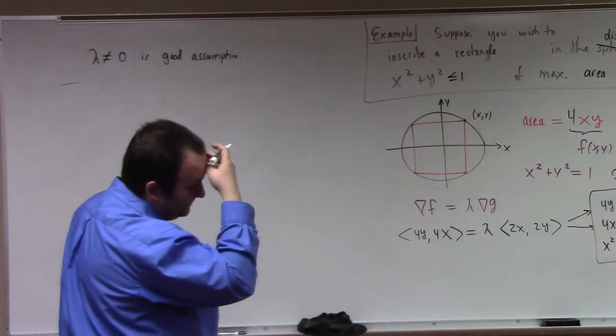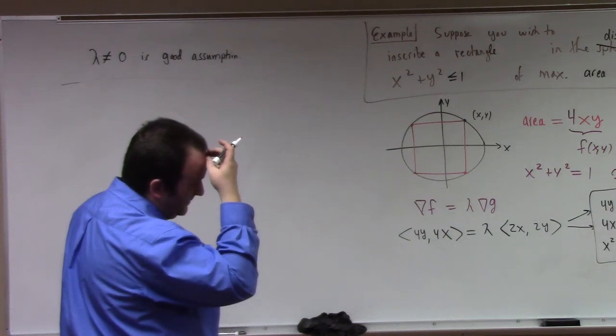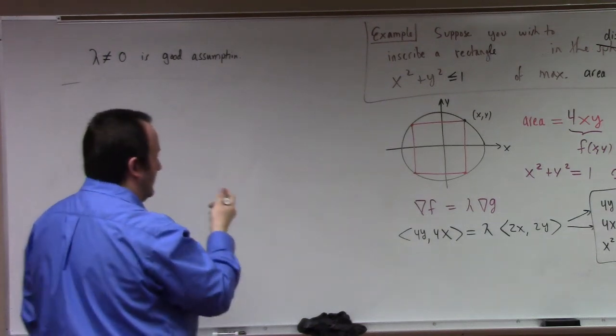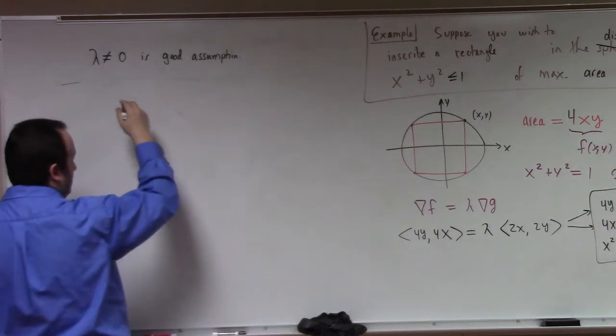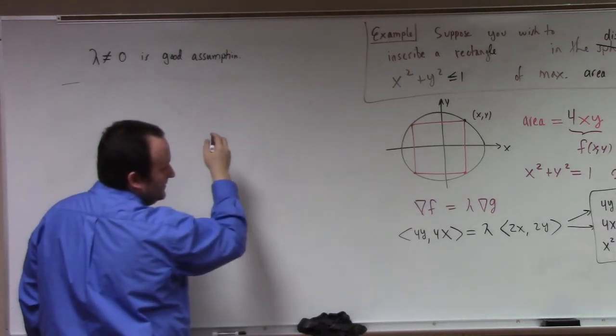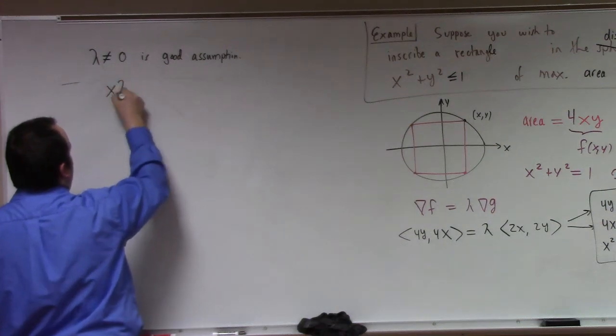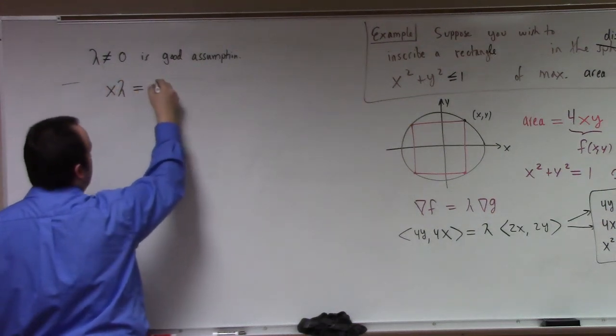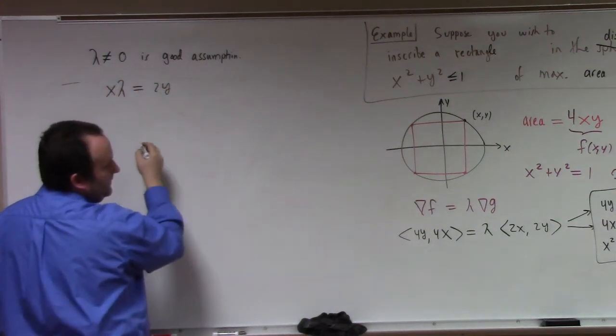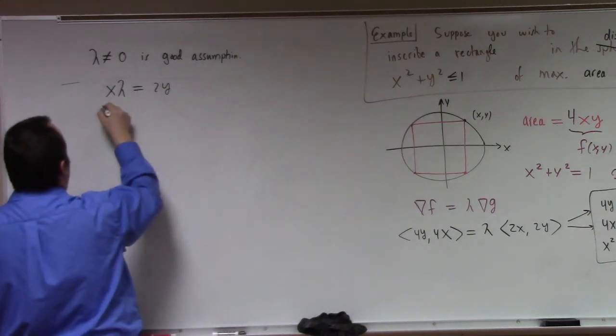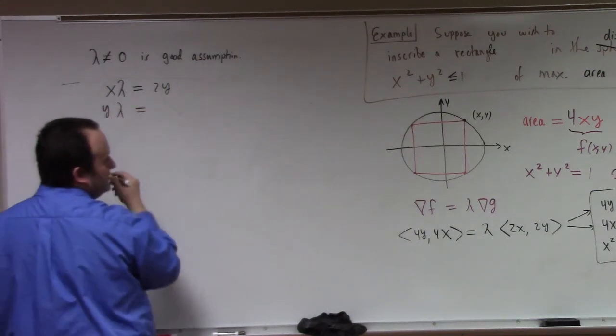Let me just write it down. Sorry, I'll get with it eventually here. So we've got x lambda equal to 2y. And we've got y lambda equal to what?